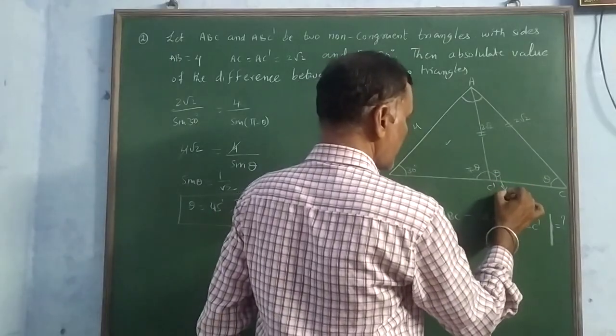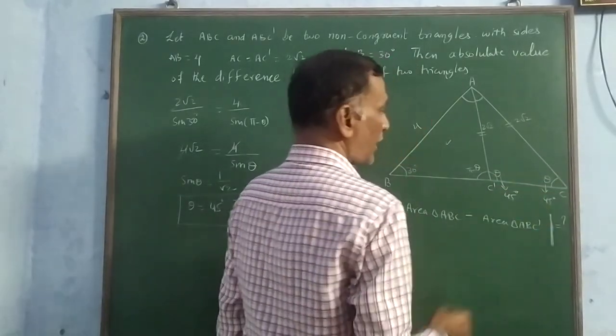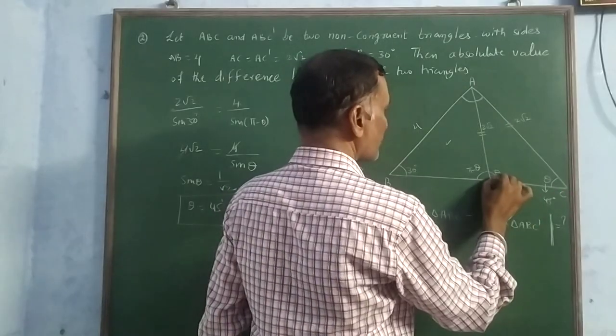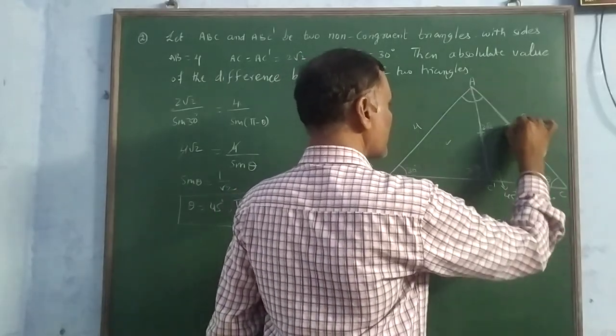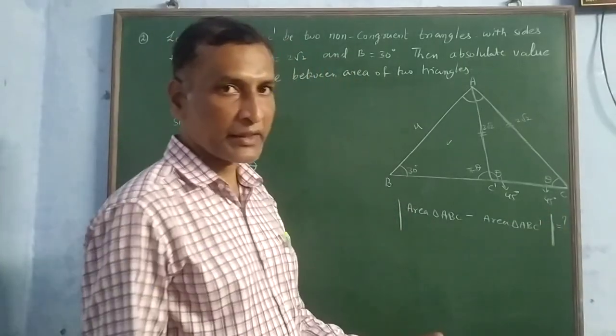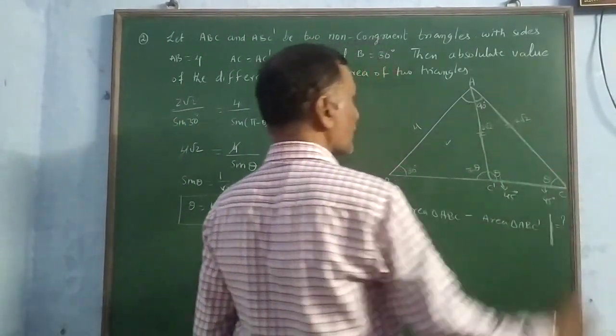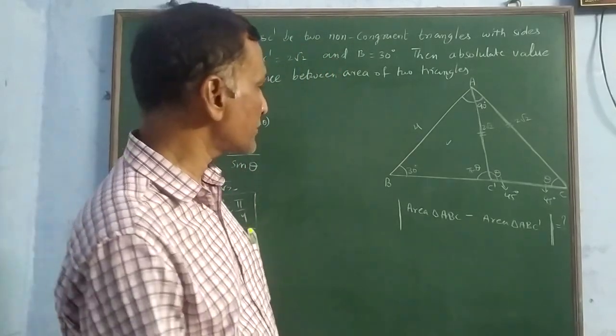Then to write here, this angle is 45, this angle is 45. Automatically this triangle is there, no? This triangle, 3 angles equal to 180, no? 45 plus 45, how much? 90. The remaining angle? 90 here. This angle is 90 degrees.